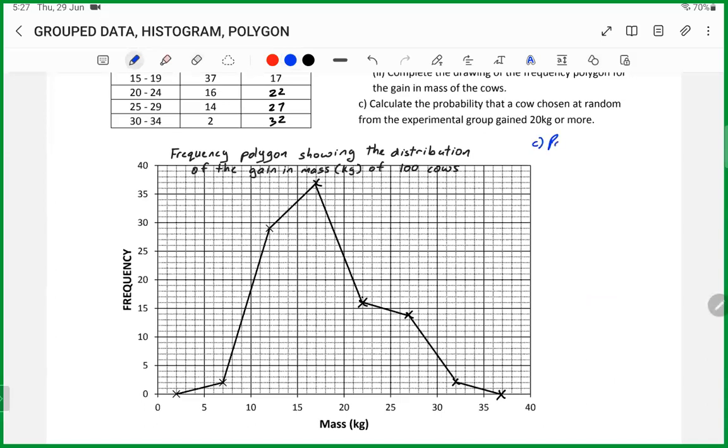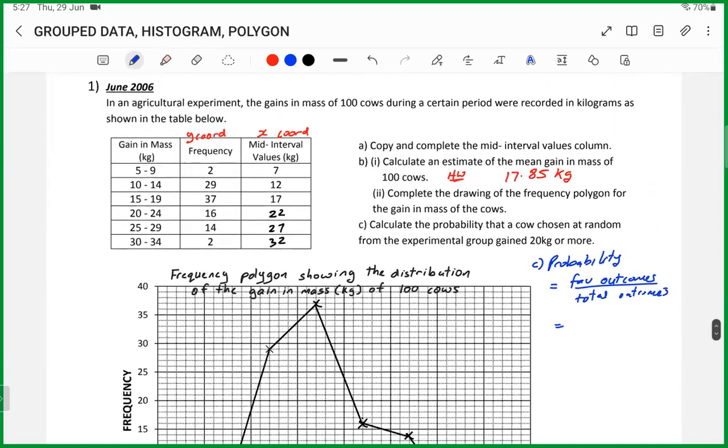Okay, so we know that the probability is the number of favorable outcomes over the total number of outcomes. You don't have to state the formula if you don't want to. You can just go straight to the substitution. So the total number of outcomes, it's not always going to be 100. It's just whatever the question has, but it's 100 cows. So the total outcomes is 100. Favorable outcomes is whatever the question is asking for. So that would be cows that gained 20 kilograms or more.